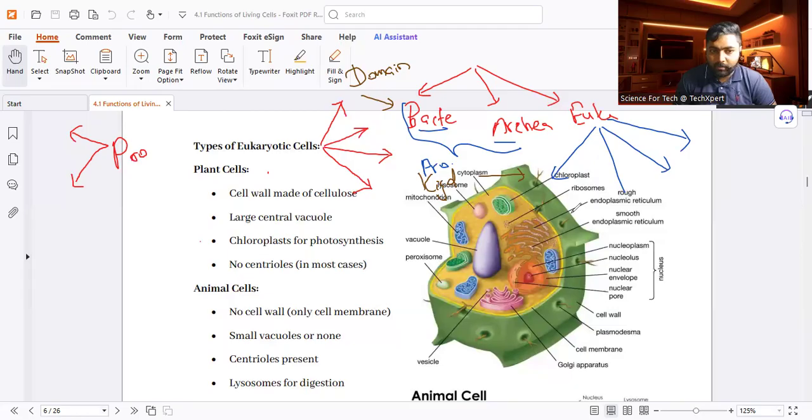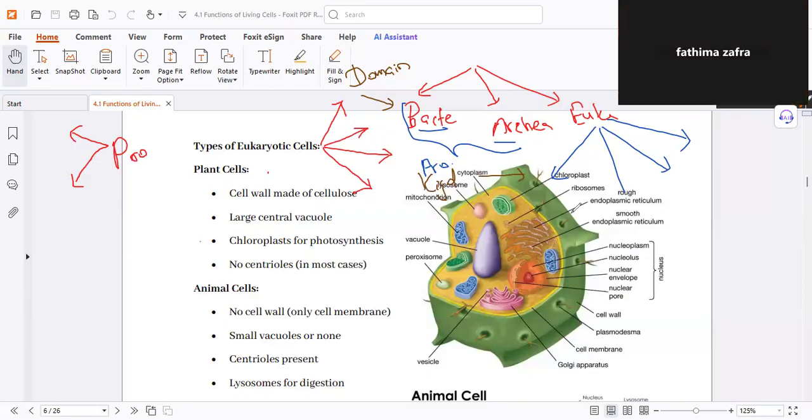That means if you take a plant cell, that comes under kingdom Plantae, and that is an example of a eukaryotic cell. If you take an animal cell, that comes under kingdom Animalia, which is a kingdom of the eukarya domain. That's also a kind of eukaryotic cell. Fungi, same. Protista, same. Understood? Yes, sir.